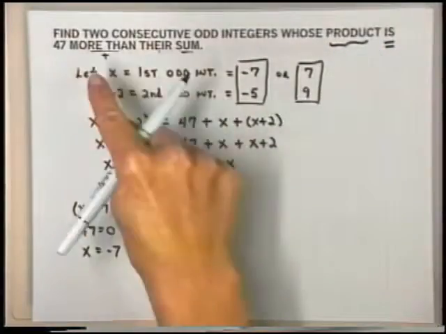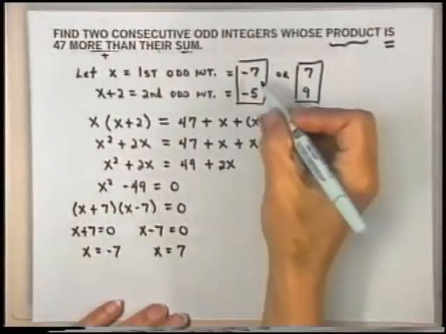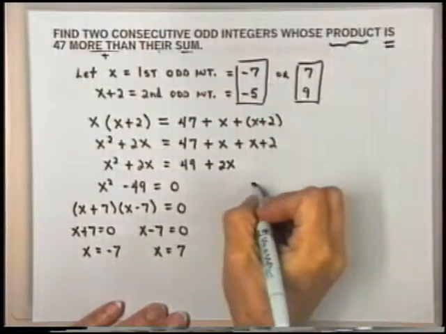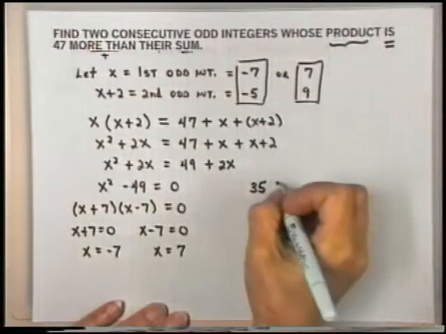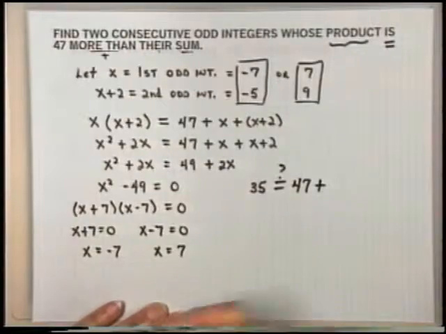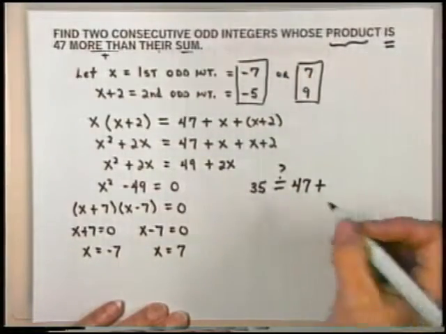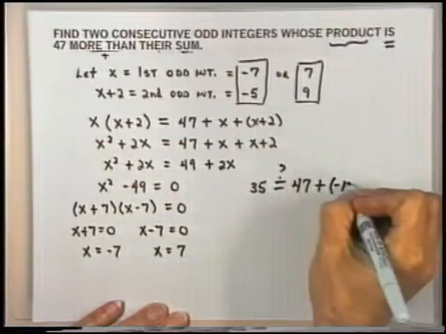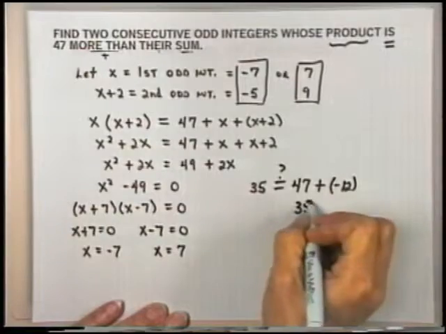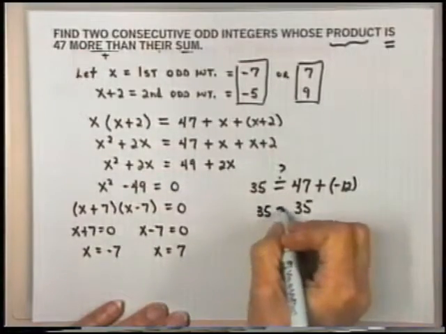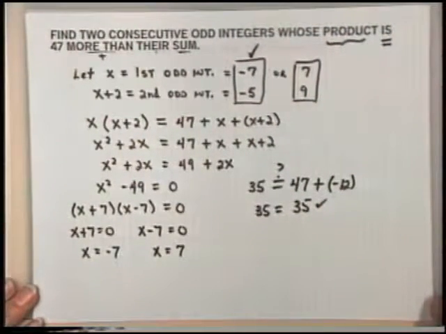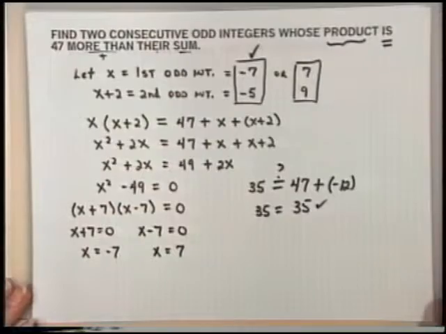Now, we do have two pairs of consecutive odd integers. Let's check to see if it fits what the problem is indicating. Notice on our first pair, the product of negative 7 and negative 5 is a positive 35. Does that equal 47 more than their sum? If I add negative 7 and negative 5, I have a negative 12. Well, 47 plus a negative 12 does give me 35. 35 does equal 35. So this pair of consecutive odd integers is a solution to our problem.